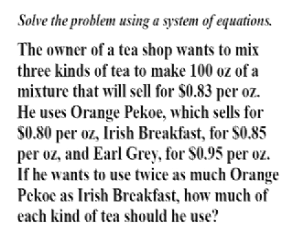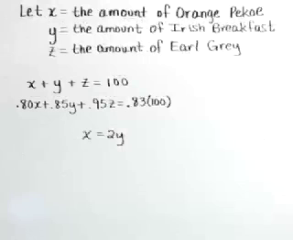If he wants to use twice as much orange pekoe as Irish breakfast, how much of each kind of tea should he use? We've read the problem carefully. Next, define your variables. Let's let X represent the amount of orange pekoe, Y the amount of Irish breakfast, and Z the amount of Earl Grey.